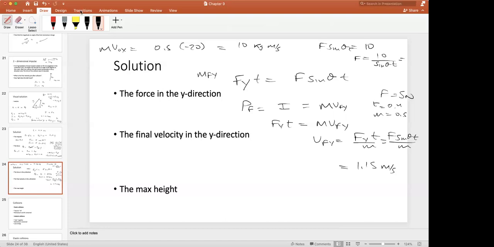Oh, no, I'm dumb. Forget what I'm doing. I did do this right. So F cos theta times t is mv x initial, right? This is 10. It's a negative 10, but that's okay. It has to be equal to that. So it's the magnitude of it.